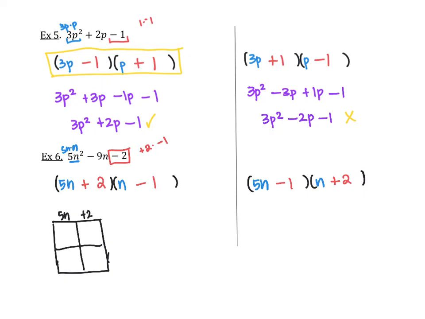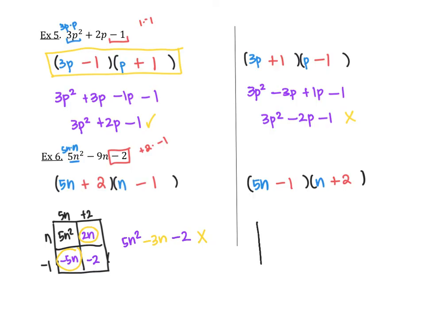5n plus 2, n minus 1. 5n times n is 5n to the second. n times 2, 2n, minus 1 times 5, negative 5n, negative 1 times 2, negative 2. So this is 5n to the second, 2n minus 5n is negative 3n minus 2. Is that right? No, because I wanted it to be negative 9. Okay, let's see if the next one's right.